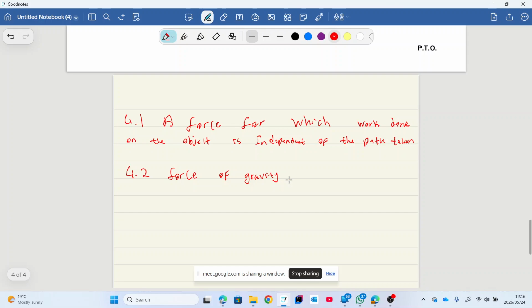So, for conservative forces, let me write with a different color. For conservative forces, we are talking about Fg, the force of gravity. We are going to talk about the spring force. What else? The spring force and electrostatic forces. So Fe for electrostatic force. These forces are forces of attraction. Only the force of the spring is a force of repulsion. And they're independent of the path they take.